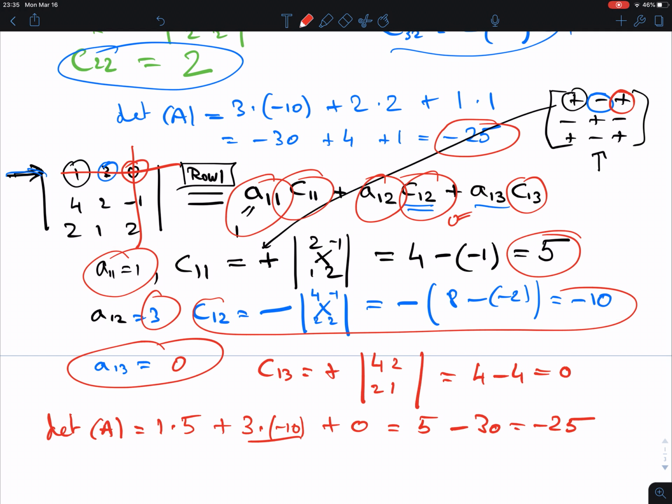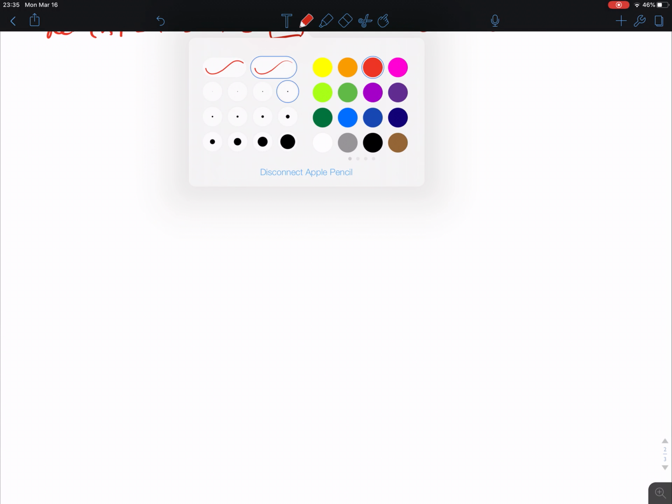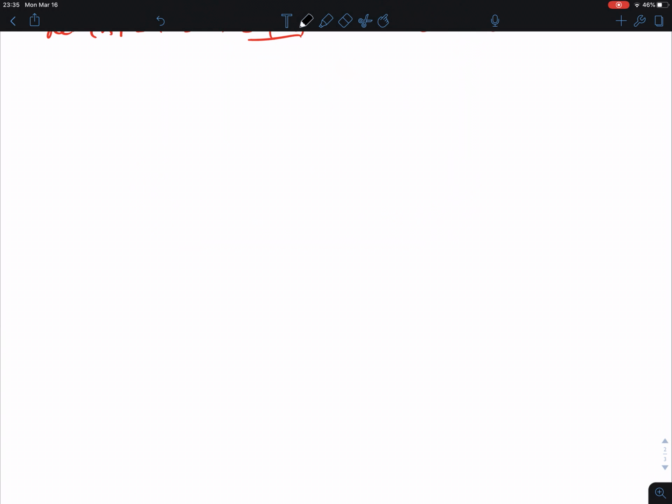Okay? So I want you to try now the same matrix. We already know what the outcome is, but let's just try it together, what we get. All right. So I'll write the matrix one more time. It is 1, 3, 0, 4, 2, minus 1, 2, 1, 2. And let's expand this now using column 1.